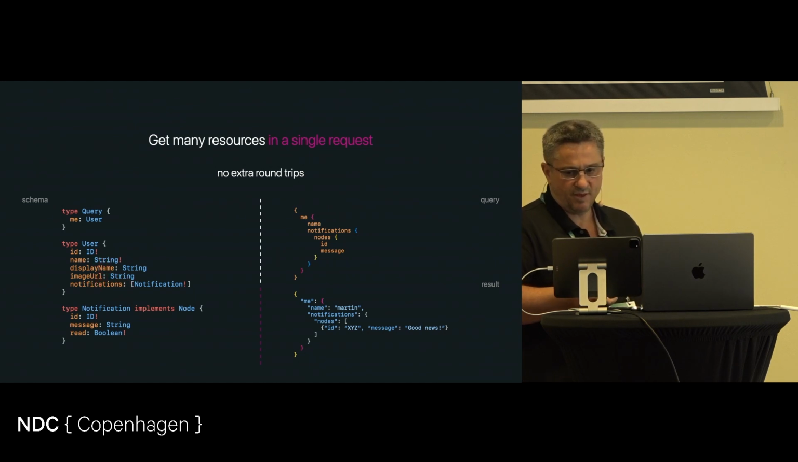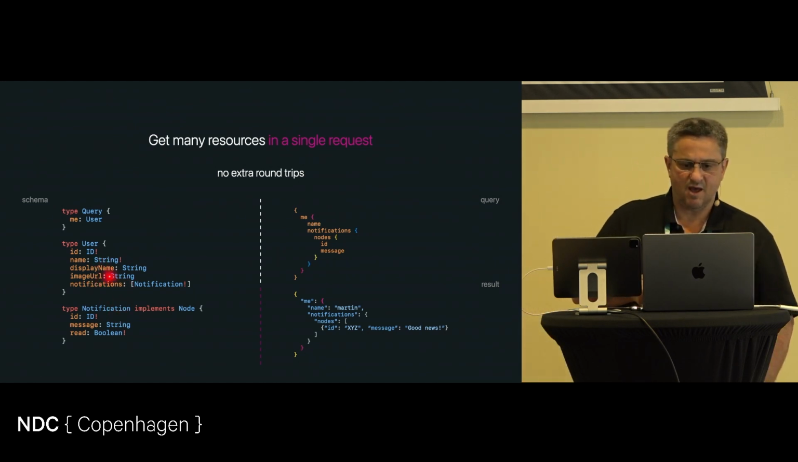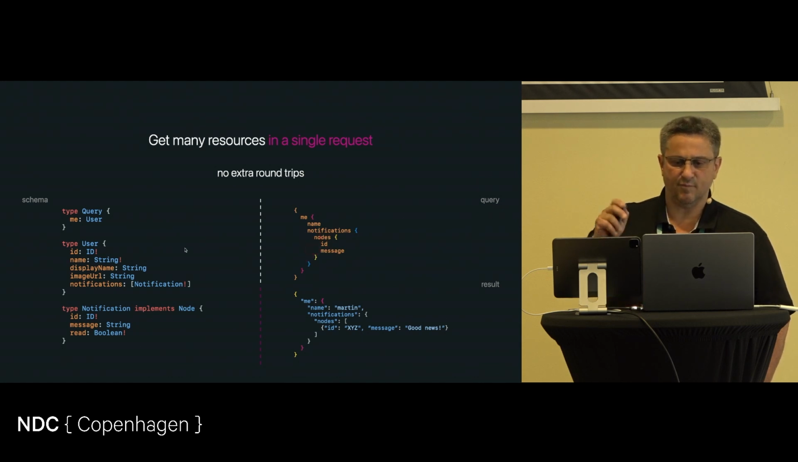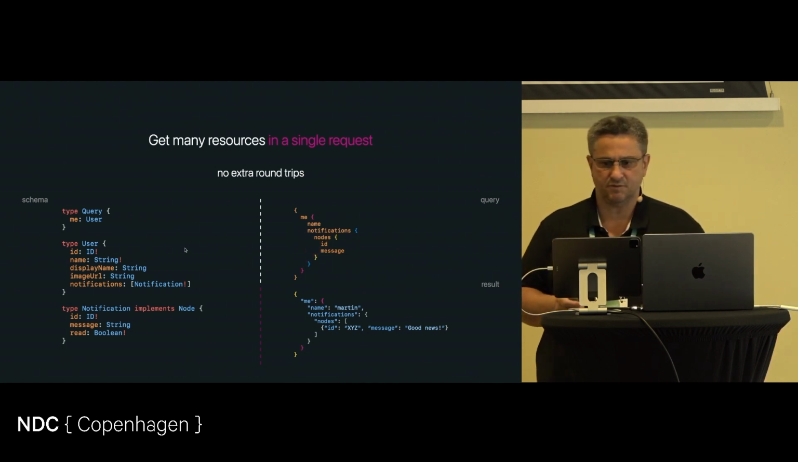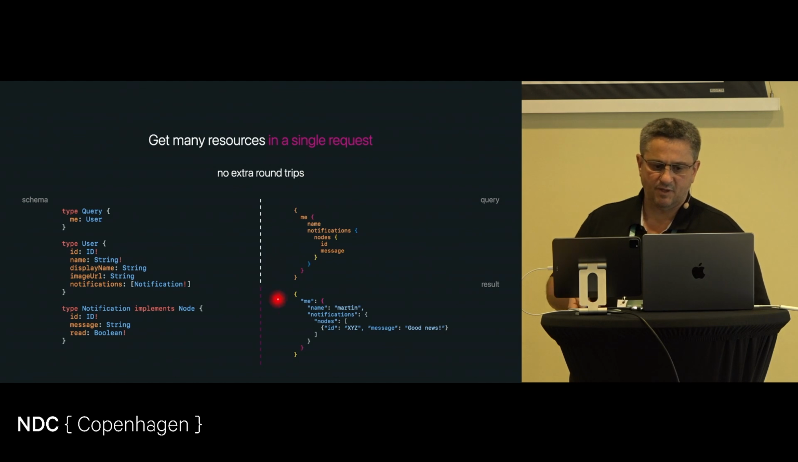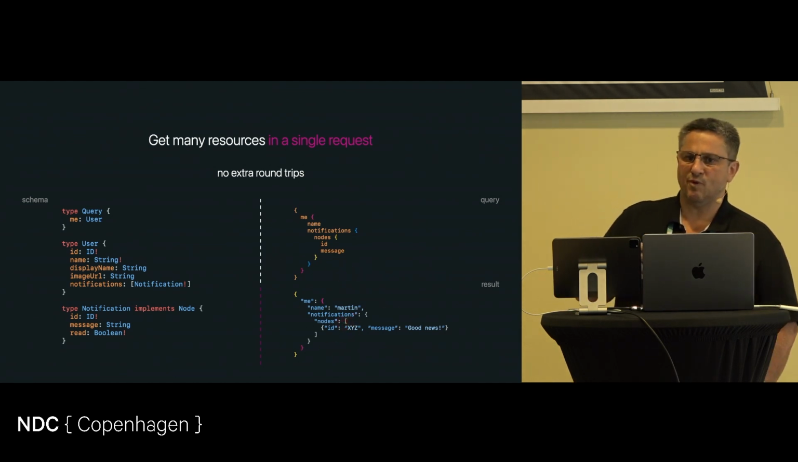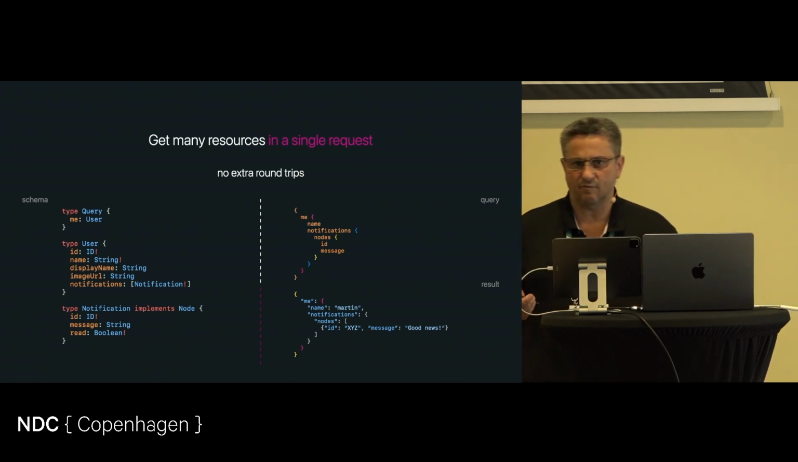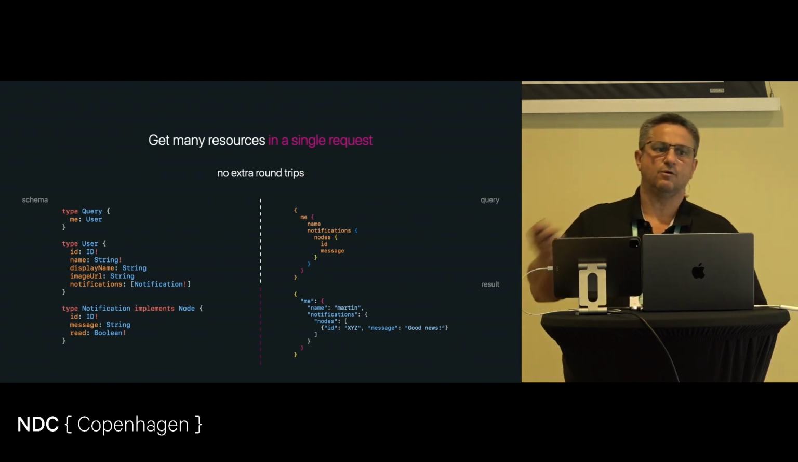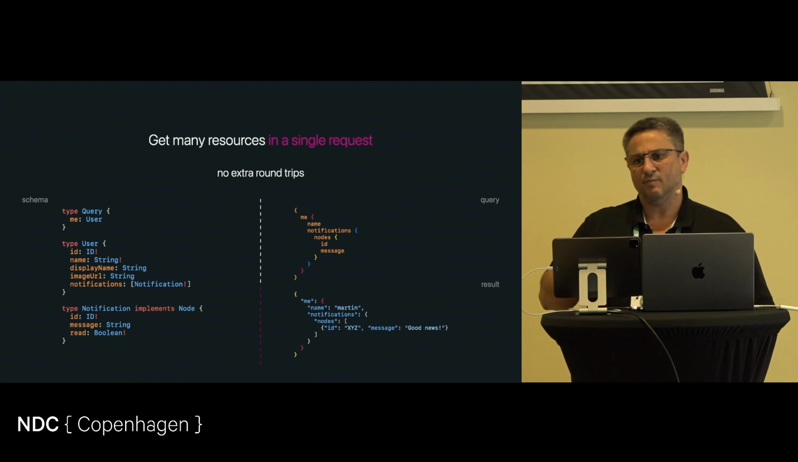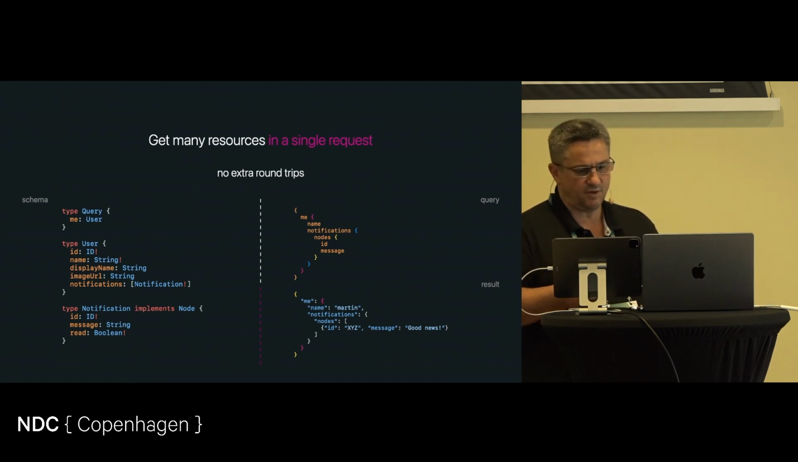For example, in this case, we have the name like we saw before, but also we are requesting the notifications that a user can have. Imagine inbox messages. And all of them are coming in just one single request. Before, we were doing two calls to get this. First, to get the ID of the user, second, a call to get the notifications, because each of them are different resources, right? Here we get everything in one single call.